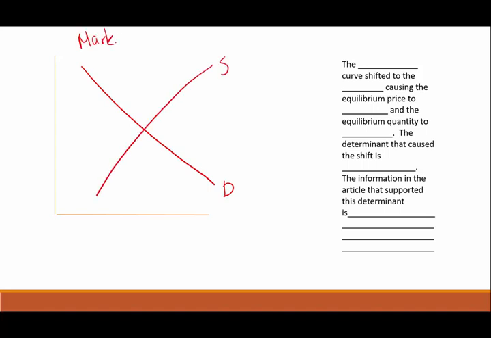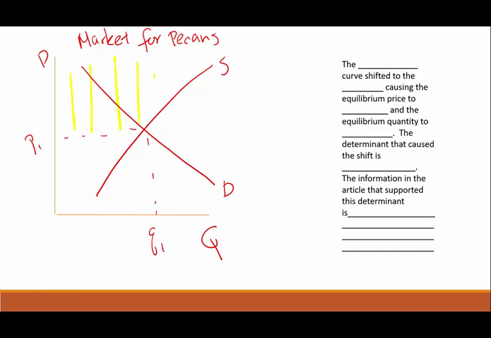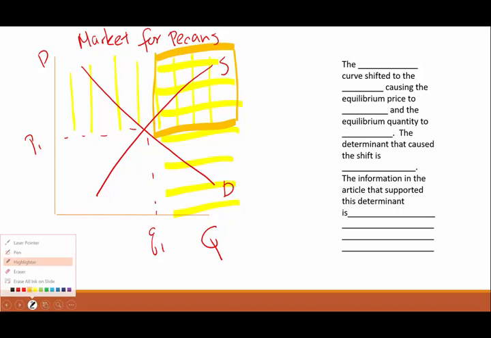So again, we're going to draw our before scenario, market for pecans. And we know that the price increased. So we're up here. We were up here last time too. But this time before, with walnuts, the quantity decreased. With the market for pecans, the quantity is increasing. So now you can see we are in this quadrant. And the only curve shift that can support this is a shift to the right of demand.